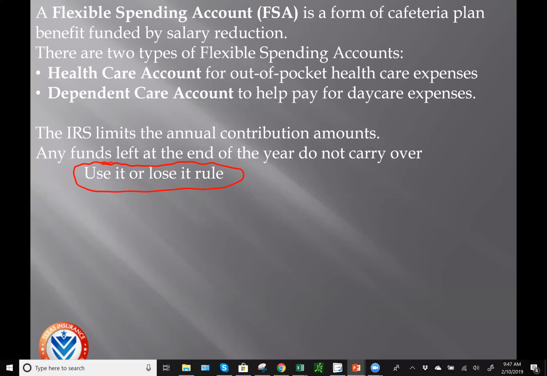Now, on any of the other plans, the money can carry over each year and continue to accumulate, but not on a flex spending account. Now, it is pre-tax dollars that go into a flex spending account, so it does lower your taxable income for the year.